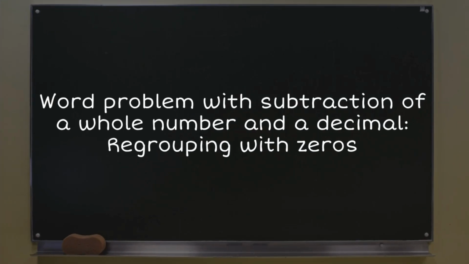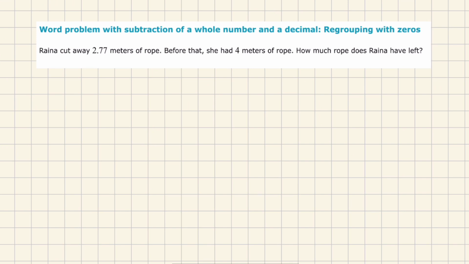Word problem with subtraction of a whole number and a decimal, regrouping with zeros. We're told that Raina cut away 2.77 meters of rope. Before making that cut, she had 4 meters of rope, and we're asked how much does she have left? Since she started with 4 meters, cut some amount away, to find out how much she'll have left, we'll be using subtraction. And we know that she started with 4 meters, but she cut away 2.77 meters.